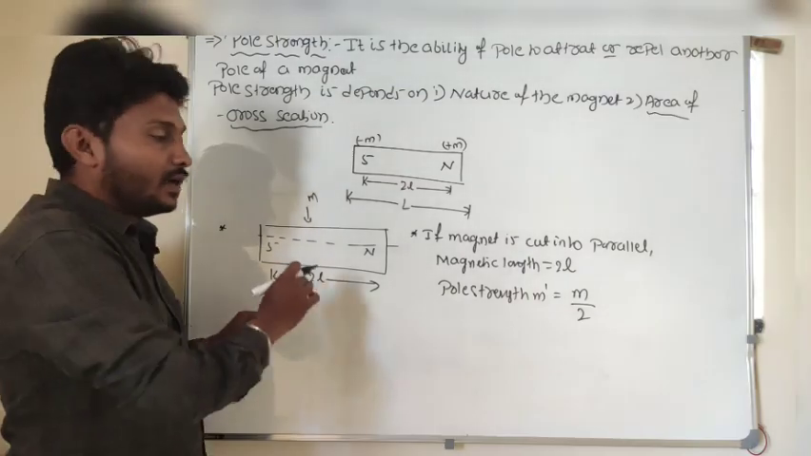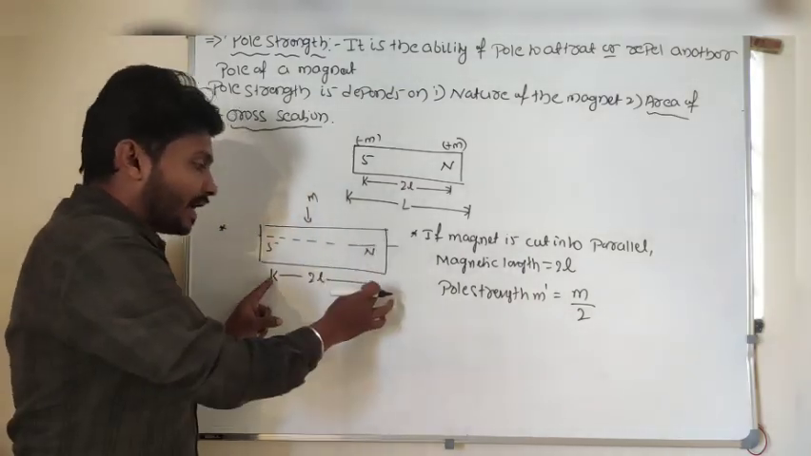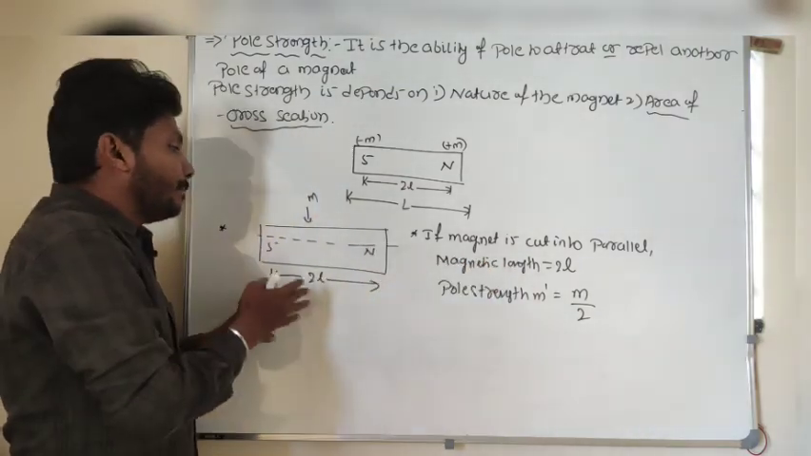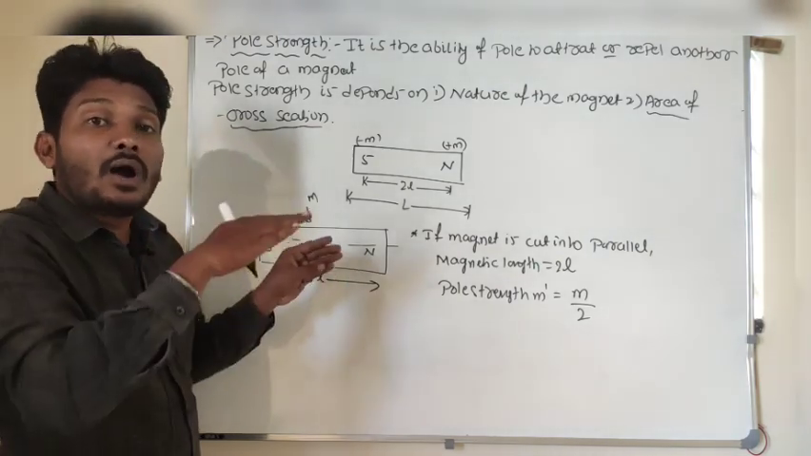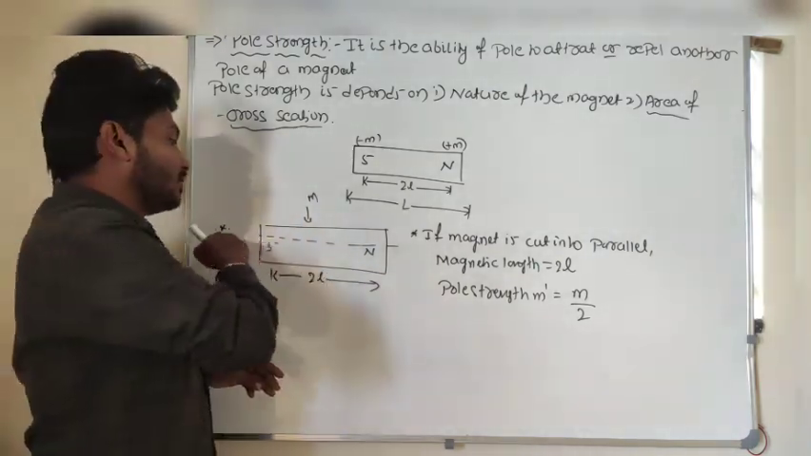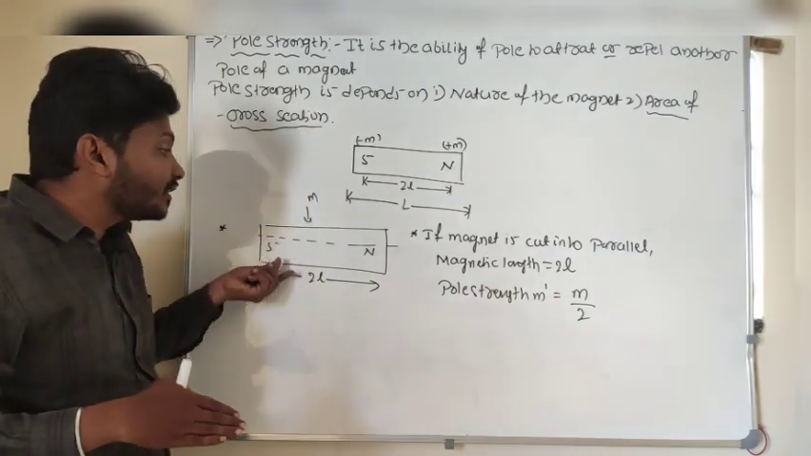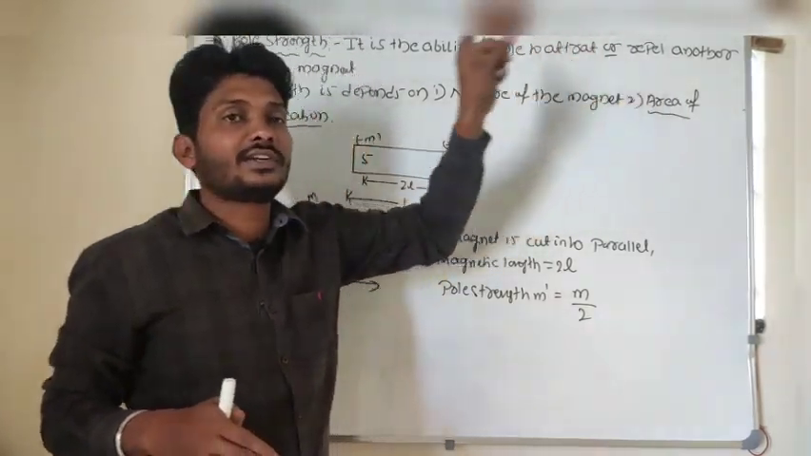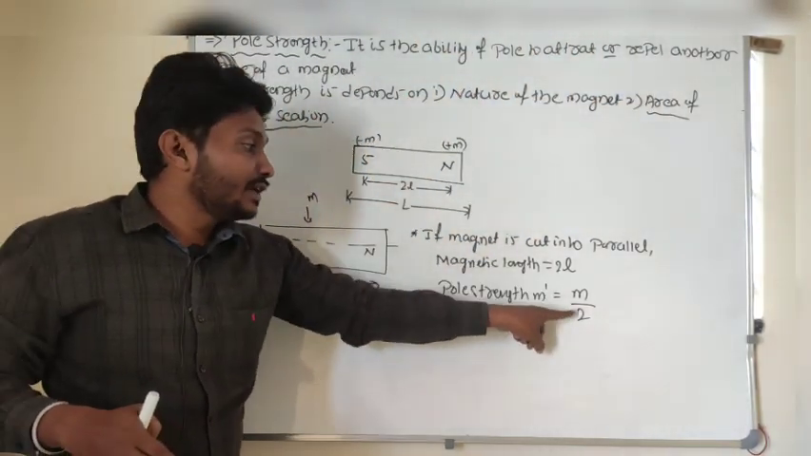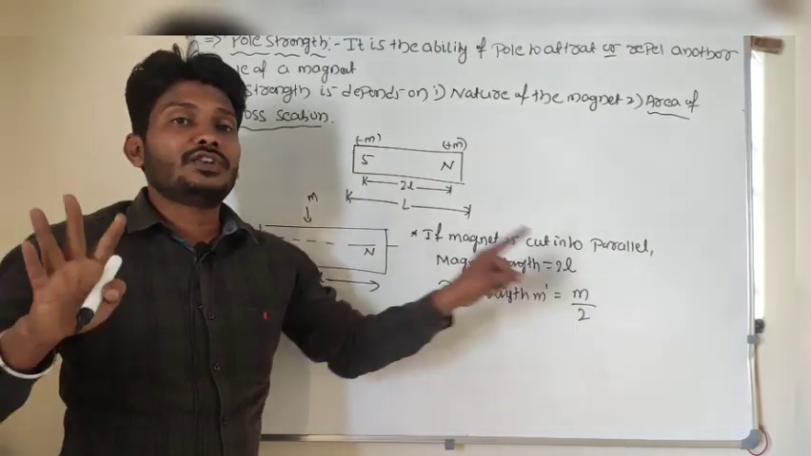Look at here, if you cut that magnet parallel, magnetic length will remain the same, but pole strength is half of the initial one. Why? Because you cut it in a parallel manner, and pole strength depends upon the area of cross section, so pole strength decreases by half of the original value.